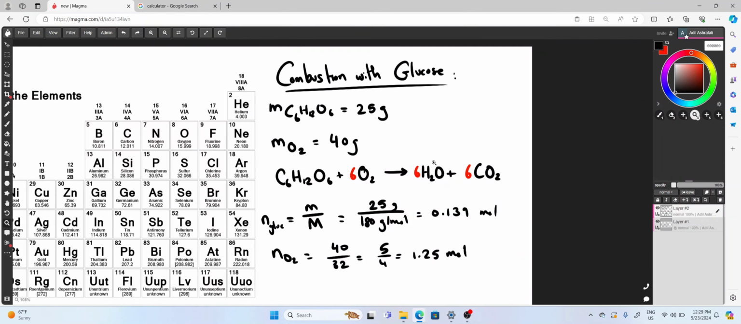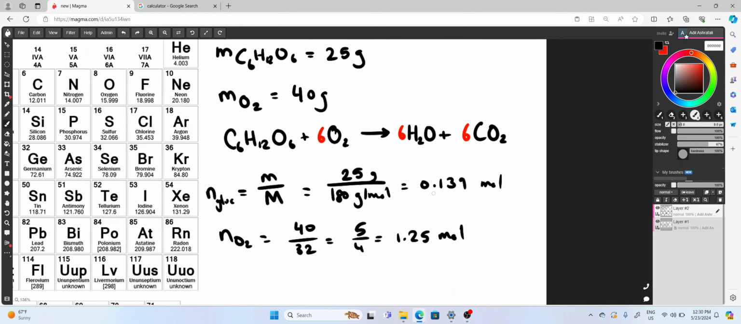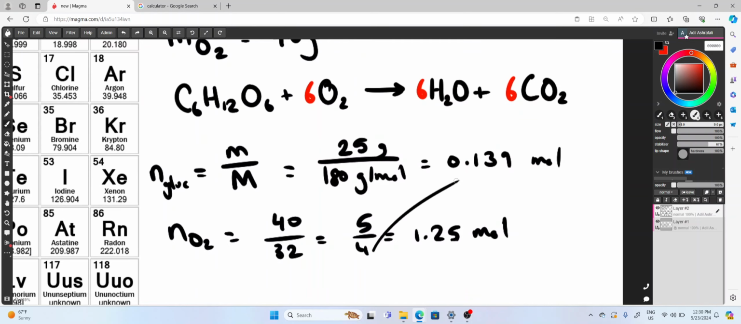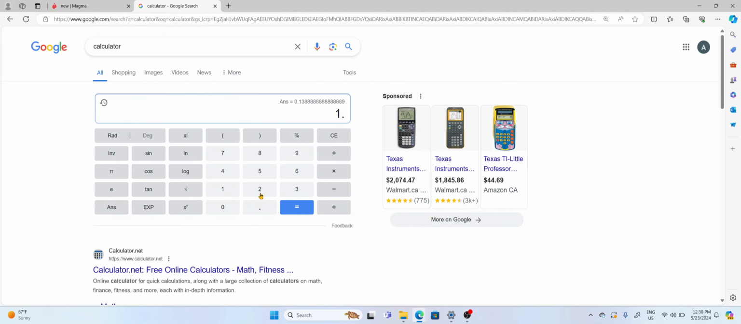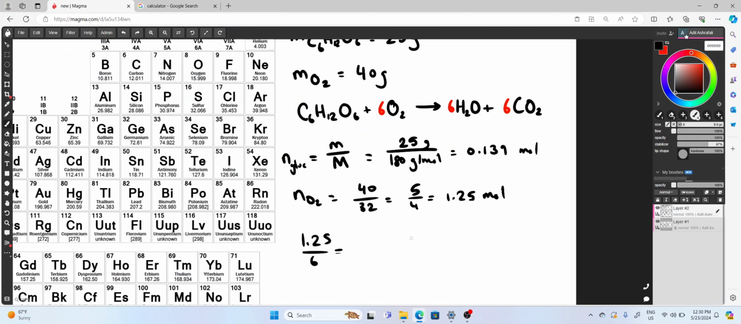Now we also need to consider the ratios over here. So you need 1 of these and 6 of those to create a full reaction. So considering that ratio, you would have to divide this number by 1, and you would have to divide this number by 6. If you divide this by 1, it's the same number. If you divide that by 6, it's a different number. So let's just do that real quick. 1.25 divided by 6, and it should be somewhere around 0.2. 1.25 divided by 6, 0.208.